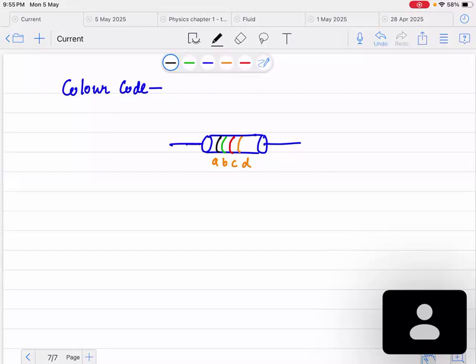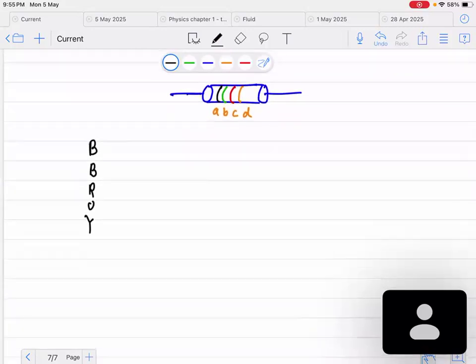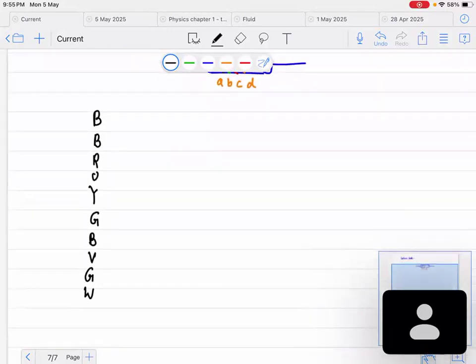To memorize the rule, it is B.B. Roy, Great Britain, very good wife. So just memorizing it: B.B. Roy, Great Britain, very good wife.